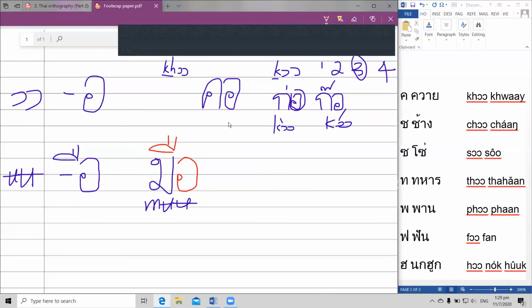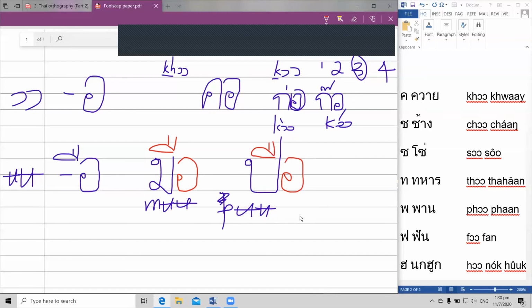What about the word boo? If I want to write the word boo, how do I write it? Wait, let's not have that one. Let's have boo instead. So popla, right? Popla is like that. What about the vowel? How do I write it? Don't write it on top here. Write it like that, beside the tail. This is pronounced as boo.